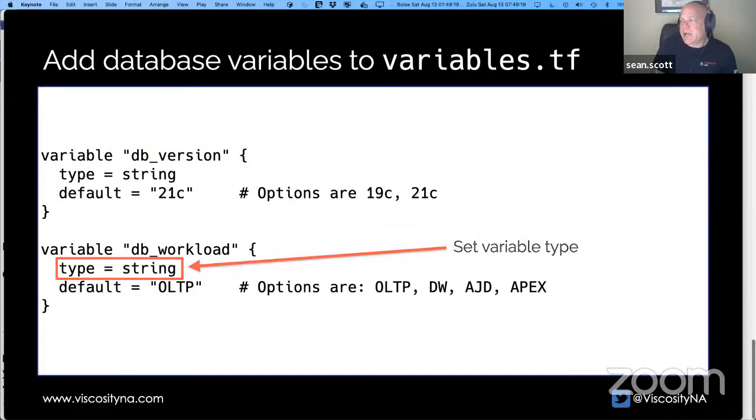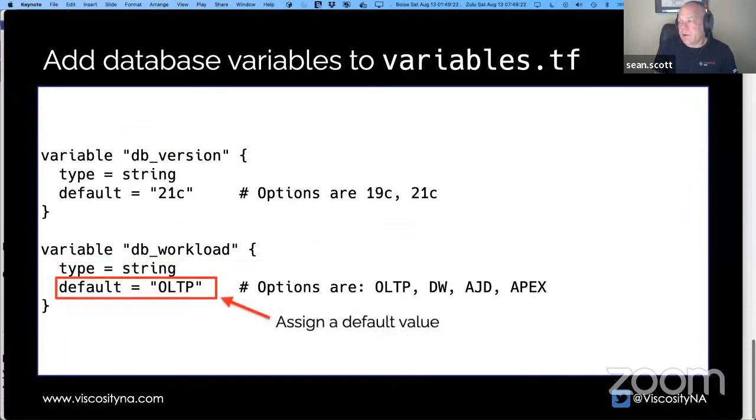This is the variable type, but you notice I've got this default. And so I'm saying this is an OLTP database. That's my default. That's what I want to use for default. So anytime I run this configuration, if I don't provide something different for my DB workload, it'll create this OLTP database type for me.